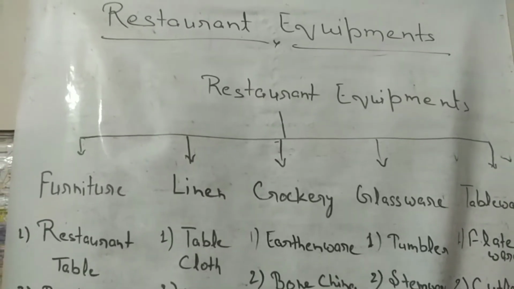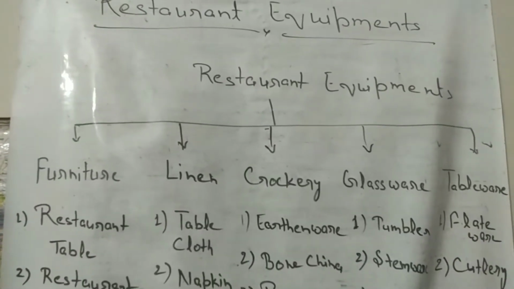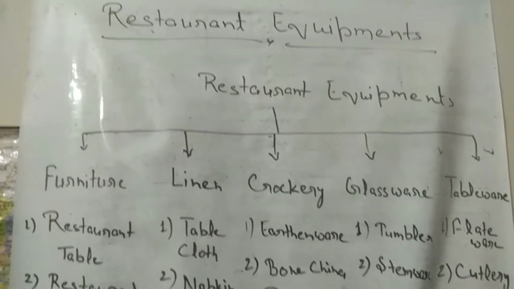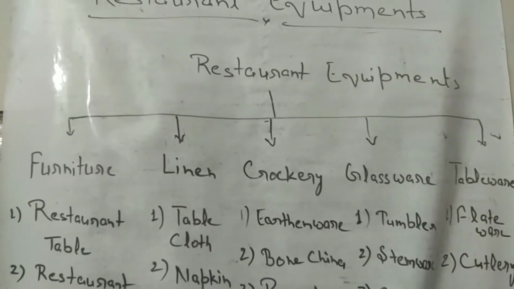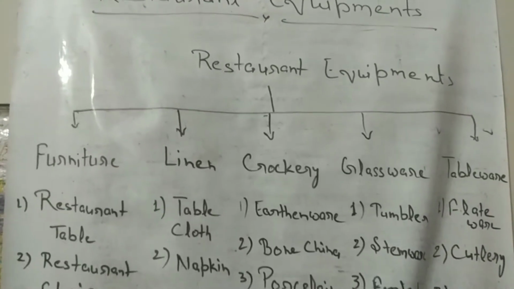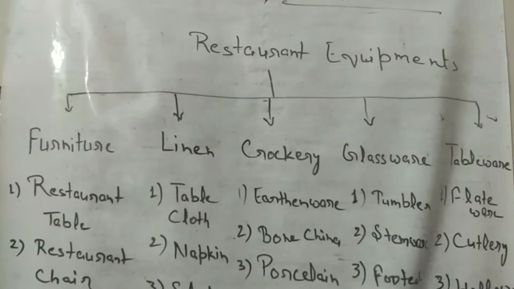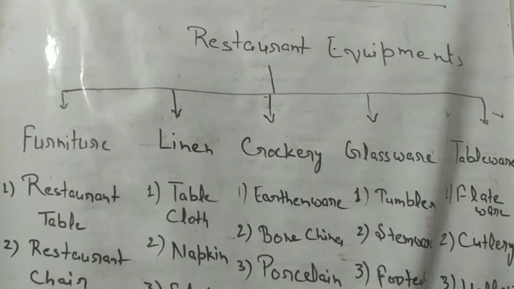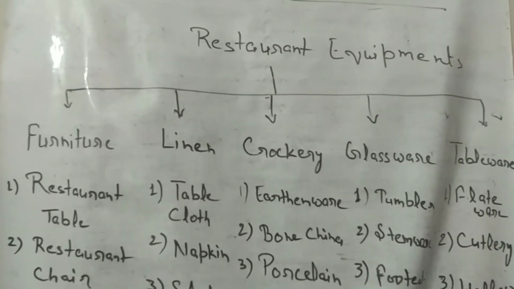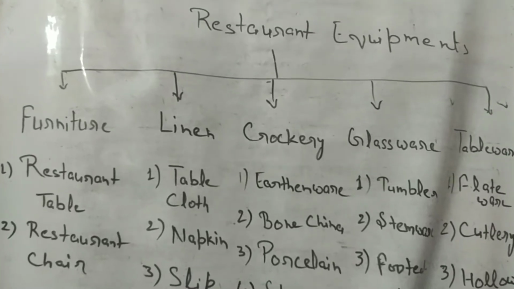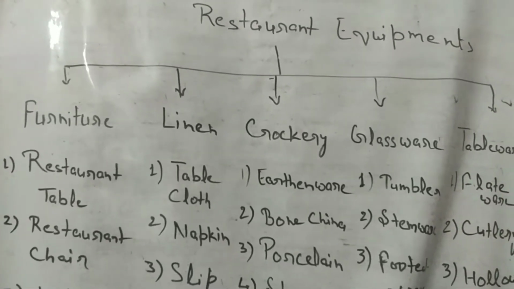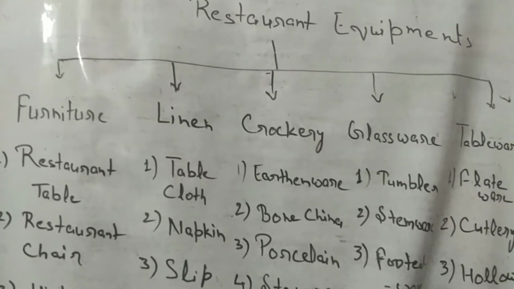First is furniture. Dining room furniture is available in many shapes, sizes, material, color, texture and design. All of these must be taken into account while selecting them so that the furniture blends with the decor of the food service areas.